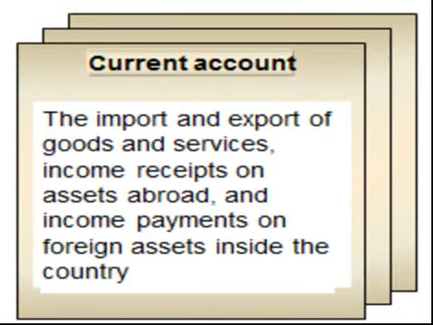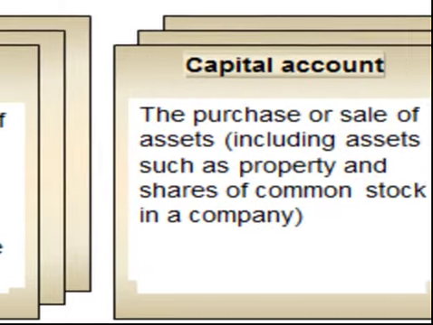Current account. The current account records transactions involving the import and export of goods and services, income receipts on assets abroad, and income payments on foreign assets inside the country. A current account surplus occurs when a country exports more goods and services and receives more income from abroad than it imports and pays abroad. A current account deficit occurs when a country imports more goods and services and pays more abroad than it exports and receives from abroad.